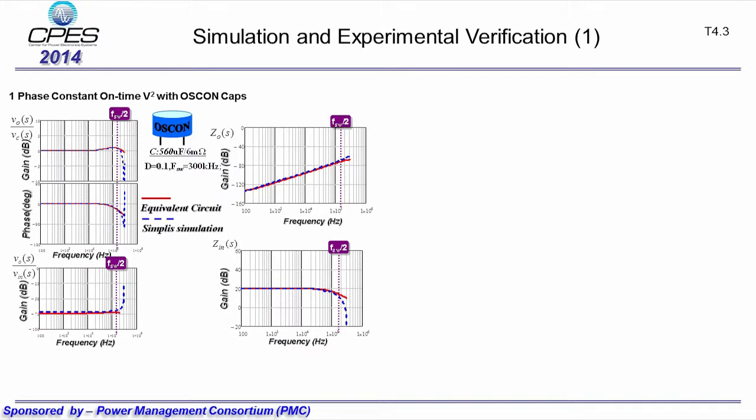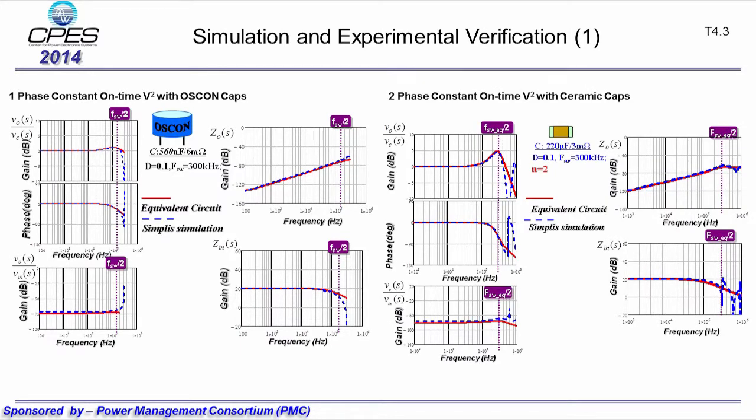This shows simulation verification for OSCON capacitors. The control to output voltage, audio susceptibility, output impedance, and input impedance are compared. We can see that the proposed equivalent circuit model agrees with simulation results very well up to half of switching frequency for all 4 transfer functions. And this shows simulation verification for a 2-phase constant on-time V-square control with ceramic capacitors. Again, the proposed model can predict the double pole at half of switching frequency very accurately, and it agrees with simulation results very well for all 4 transfer functions.